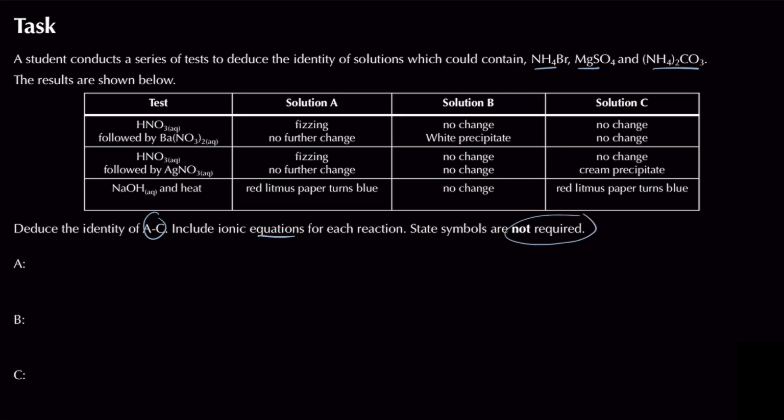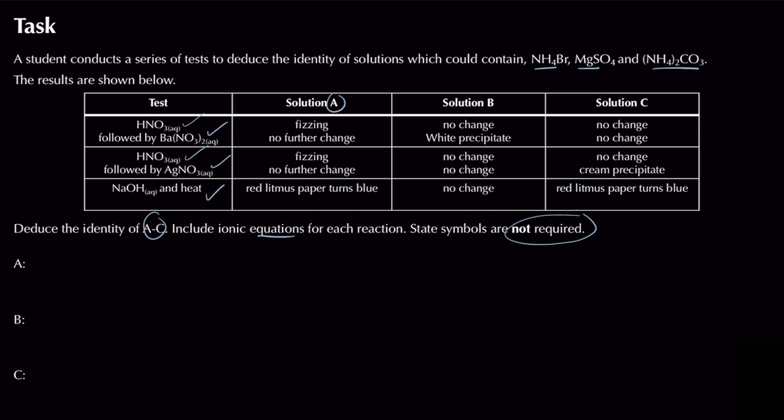Now, looking at our first 2 tests, we actually add nitric acid to get rid of any carbonates. If we end up with fizzing, we know we've got carbonate ions present. Barium nitrate, we add that to test for our sulfate ions, and then silver nitrate for our halide ions. Sodium hydroxide and heat, we use along with some litmus paper above a test tube to check for ammonia gas, which is going to be formed from ammonium ions. So that's what the test is for.